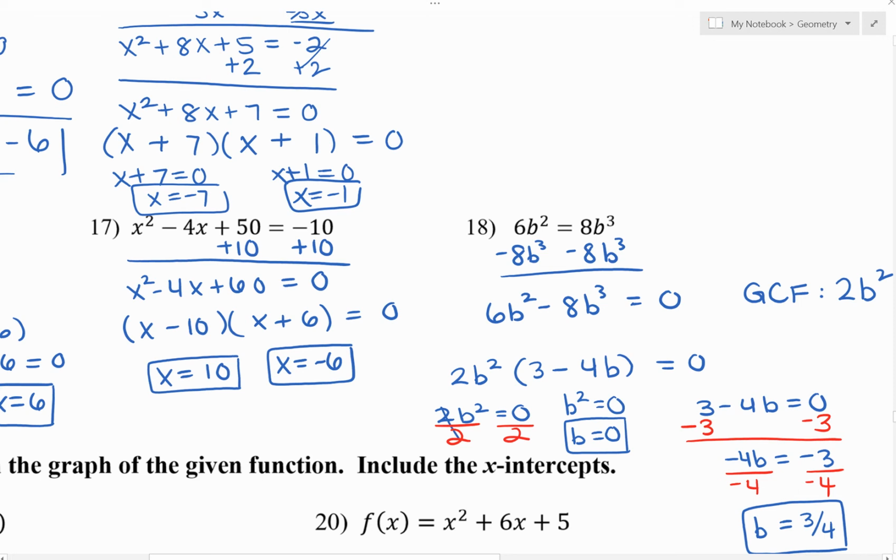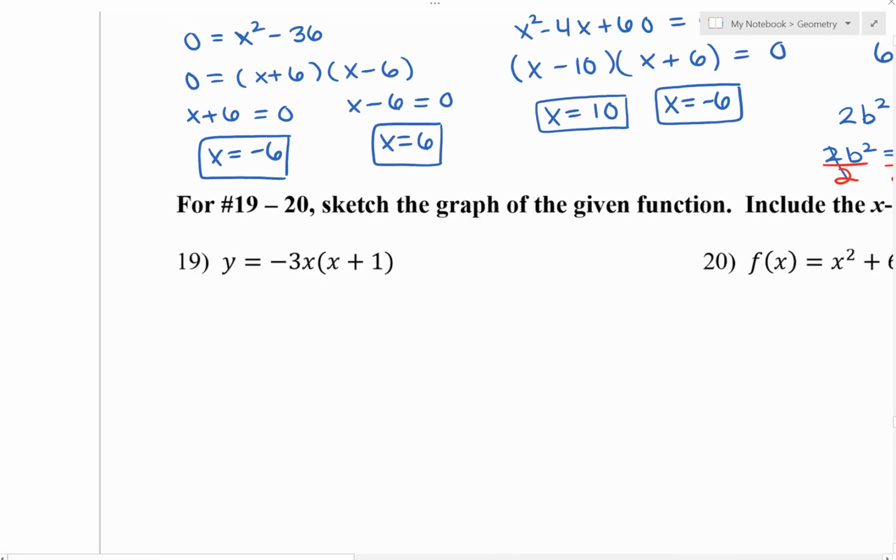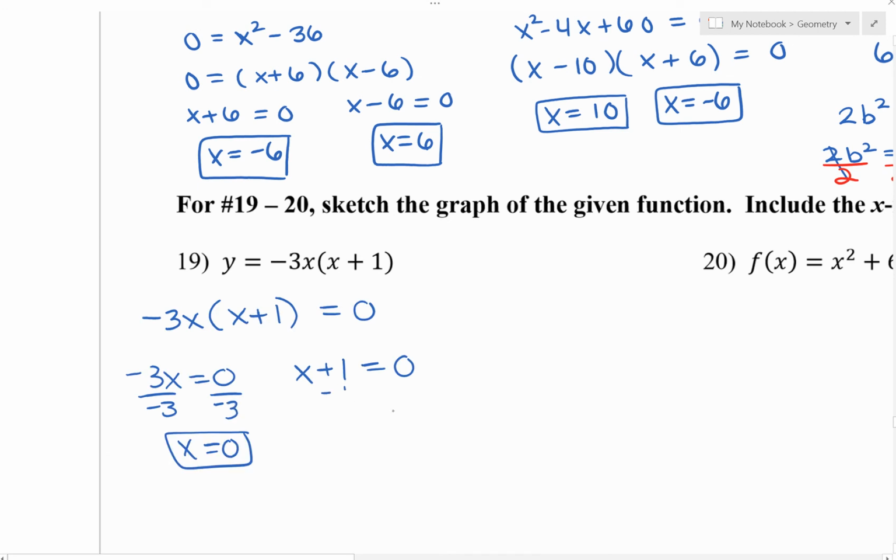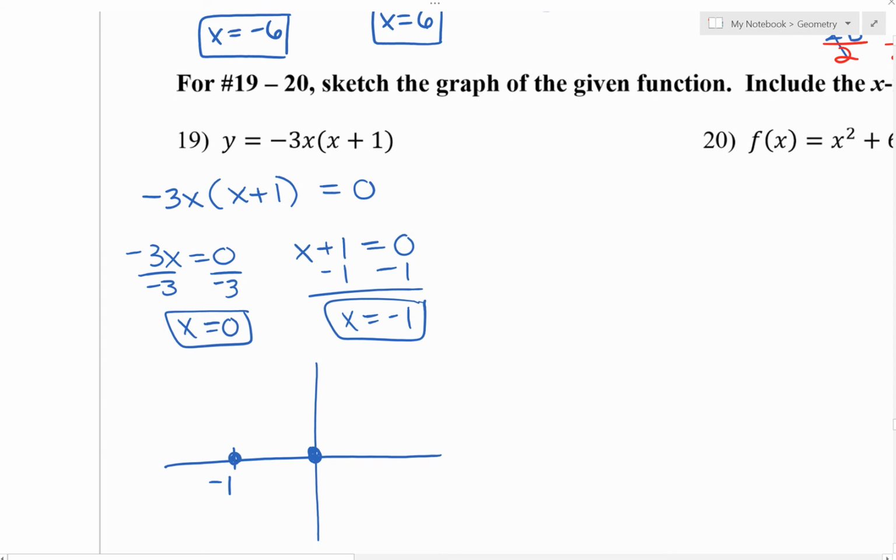Our last two problems, we're just going to practice a little bit of what we just learned. So we're going to use this to sketch the graph. In order to sketch the graph, we're going to use the x-intercepts. And remember, when we find the x-intercepts, we're setting the equation equal to 0. It's already factored for us. So take each factor and set it equal to 0. Subtract 1. So now let's use that. We have a solution at 0 and -1. Notice that's a -3. It's going to open downward and pass through those x-intercepts.